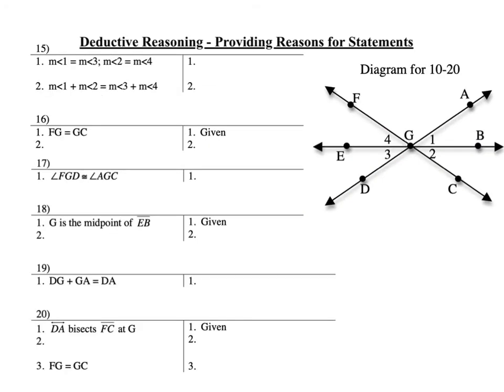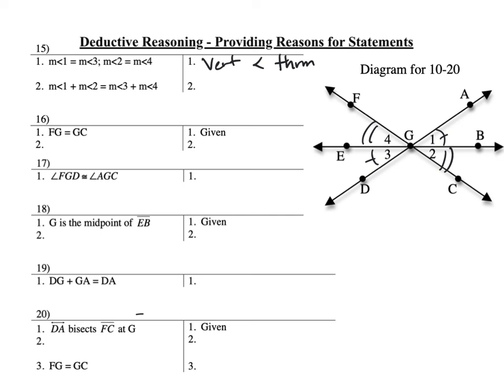Last page here, hang in there. Try to recognize the reasons. The measure of 1 equals the measure of 3. And the measure of 4 equals the measure of 2. Those are special angles you need to recognize. They're formed by intersecting lines. That is the vertical angle theorem, which just says vertical angles are congruent.